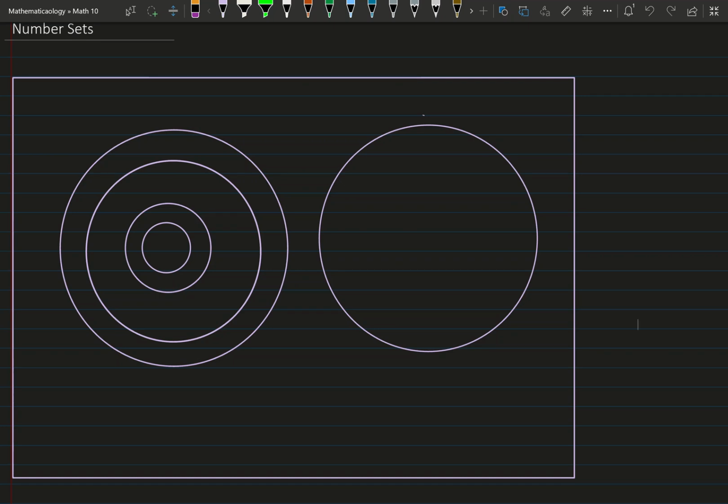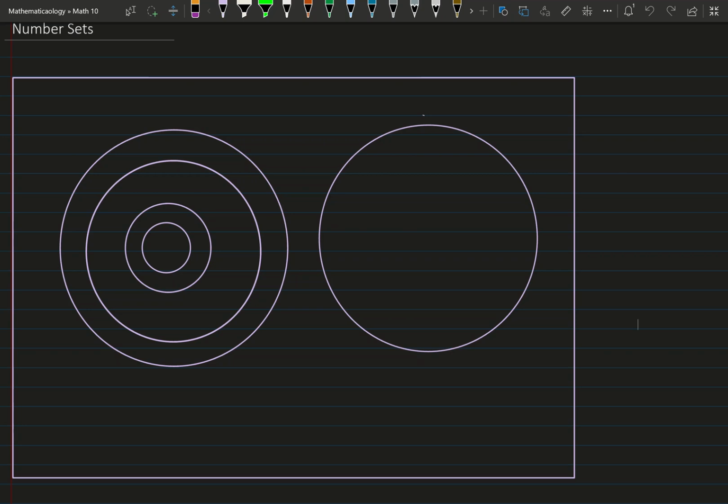Hey everyone, in this video we're just going to really quickly talk about number sets. We're going to start with questions where you have to classify the number, what set is it in. It's also going to be really useful going forward to state restrictions or domain and range on different functions that we're going to see.